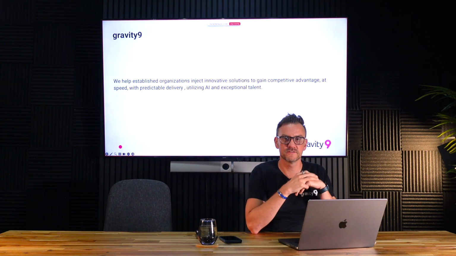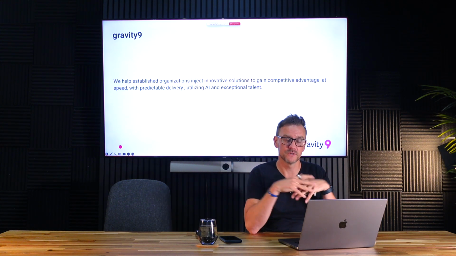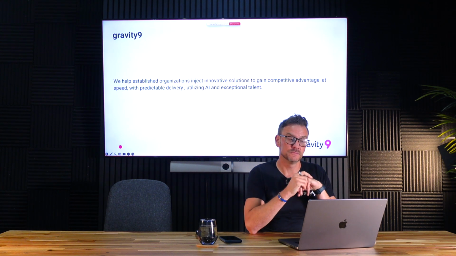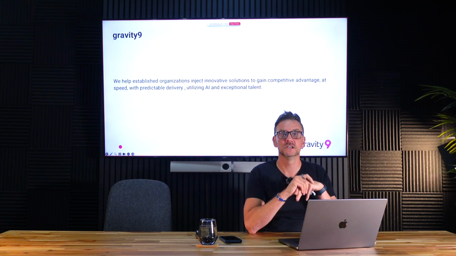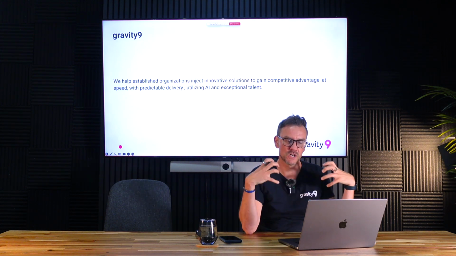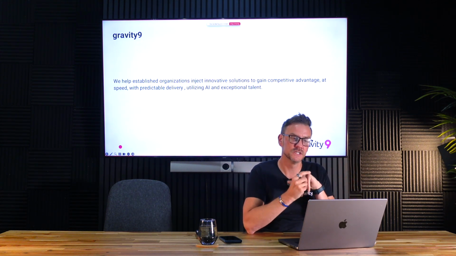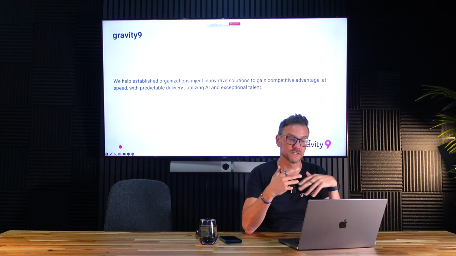Just a brief introduction to Gravity 9. We're a software consultancy. We help large or mostly established organizations build software, quite innovative software, to gain competitive advantage. We do that at speed, and we do it with predictable delivery. One of the key parts of that predictable delivery model is breaking down large problems into smaller problems that we can build and iterate on, to break usually a larger program or a large modernization program down into smaller bite-sized pieces. And that's how we provide more guarantee on our delivery mechanism.